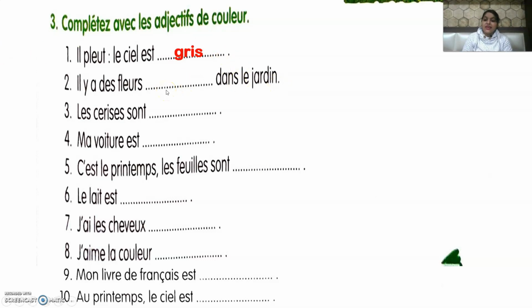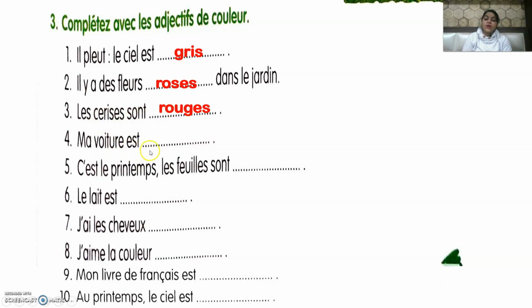So I have written il y a des fleurs roses dans le jardin. That means there are pink flowers in the garden. Third one, les cerises sont rouges. Les cerises are the cherries, so that's the same. So the cherries are red.